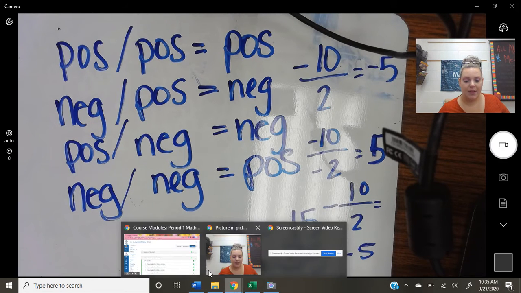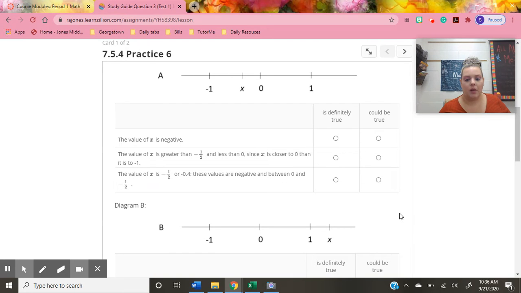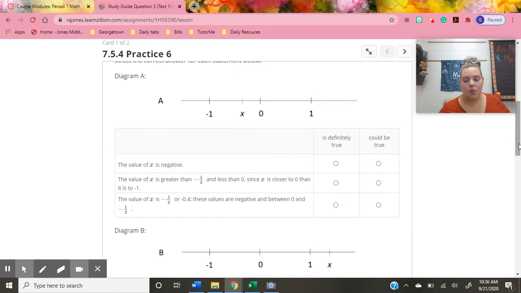Let's see what else I can help you with. All right, this is a problem a lot of you had trouble with on the homework that I saw, or the ones that actually did the homework. So you have a number line. I'm going to flip it to my dog cam here in a second. And you have a, and then you have a -1, x, 0, and a +1.